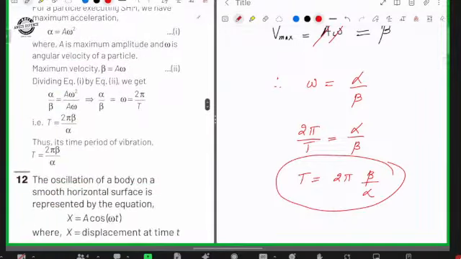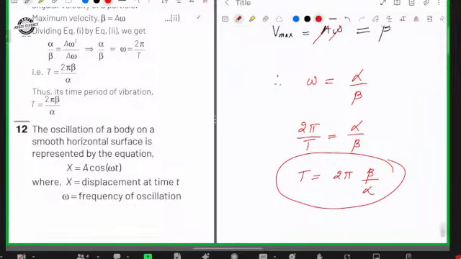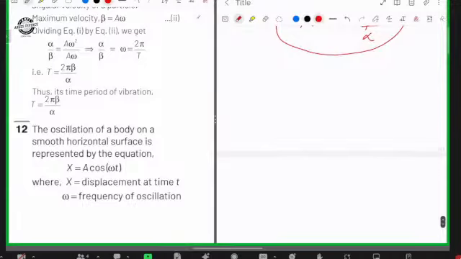Okay. Question number 12 now. Am I going too fast? No, sir.